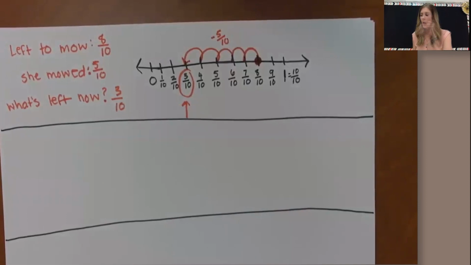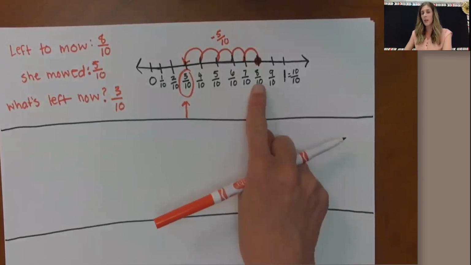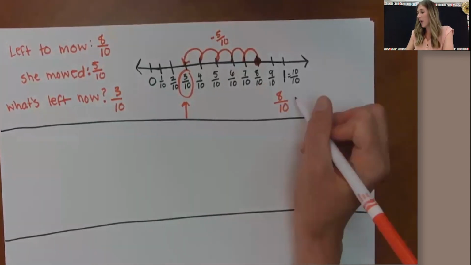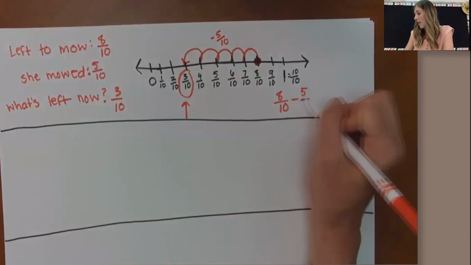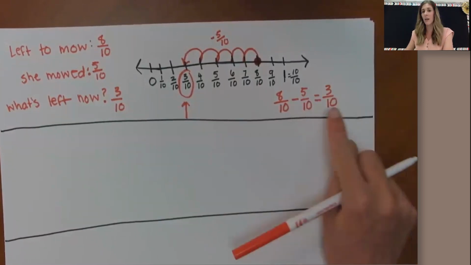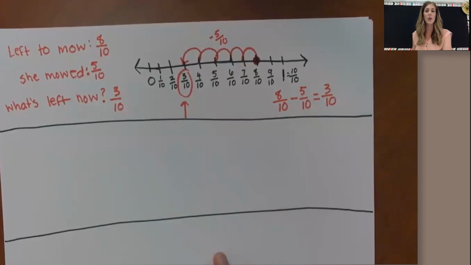Think in your mind, what equation could we write that would match our drawing? We always start with what she started with. She had 8 tenths left to mow. Then she went back and mowed 5 tenths of that. So she only has 3 tenths of her yard left that she still needs to mow.